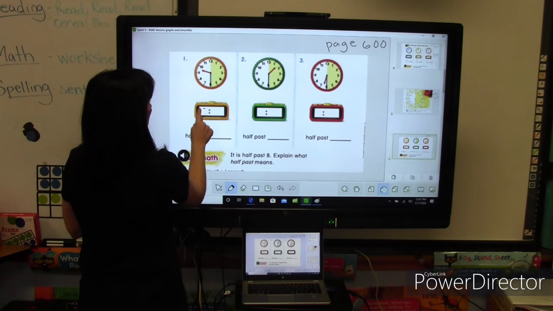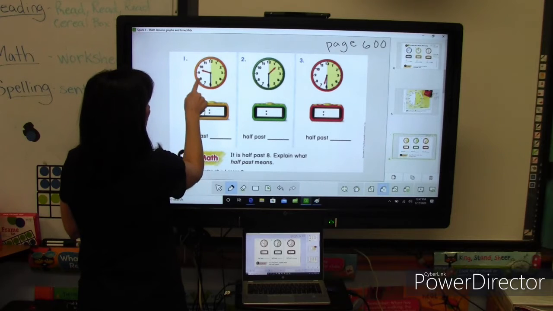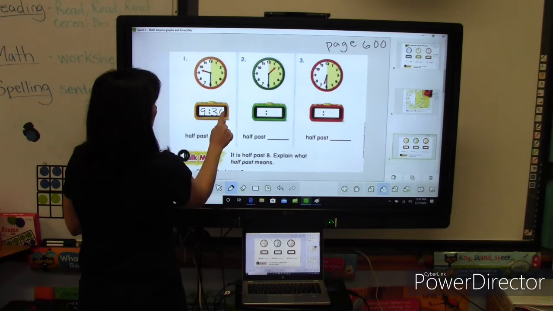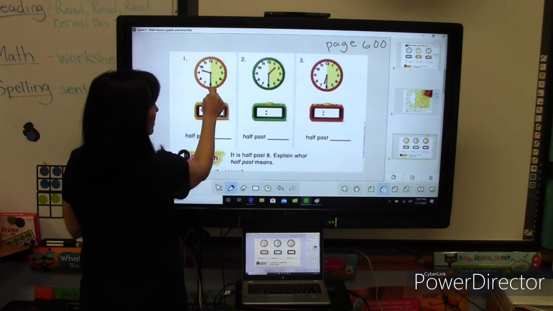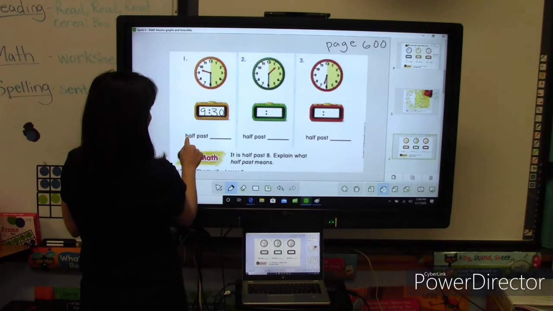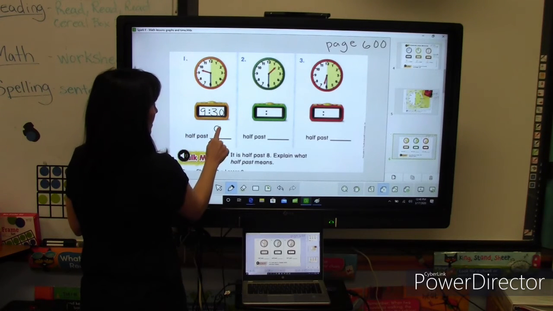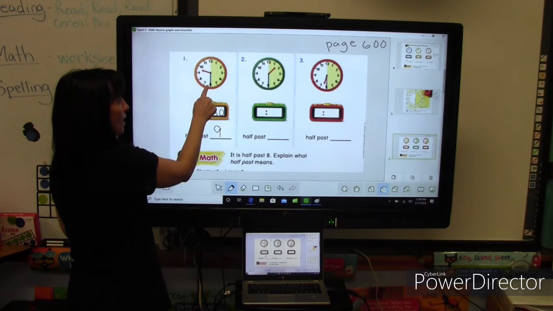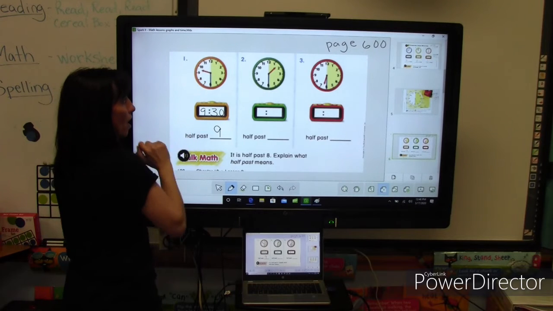So our analog clock says 9:30. Okay, and again, I know that because each one of these is worth 5. 5, 10, 15, 20, 25, 30. That means our time is half past 9. Okay, it's halfway around the clock, and it's past 9 o'clock.